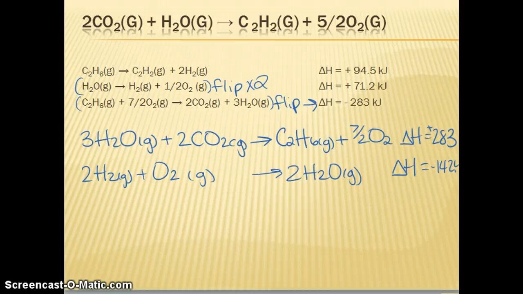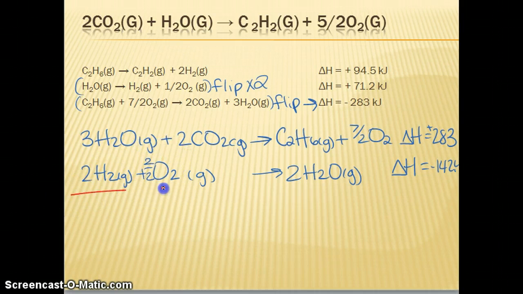Okay, so let's check this out now. My H2O gas is right. My H2s, if we add them all up, are going to cancel: 2H2 and 2H2. Let's check our oxygens. We have 7 halves on the side, and we need it to be 5 halves. So I'm hoping I've got 2 halves over here, which I do, right? 1 oxygen is the same thing as 2 over 2 oxygen. And so this is all looking good.